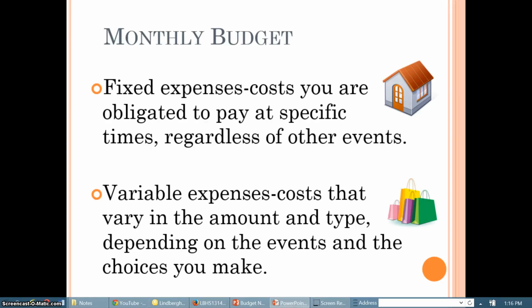So, what do I need to look at towards my monthly budget? I have fixed expenses, and those are costs that you are obligated to pay at specific times regardless of other events. Examples of fixed expenses would be your monthly rent, maybe your monthly car payment, your health insurance, your cable bill, your cell phone bill. Those are expenses that are going to occur every month and are typically fixed. You know how much they're going to be. Variable expenses are those costs that vary in the amount and the type depending upon the events and the choices you make.